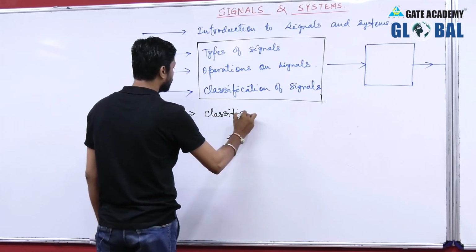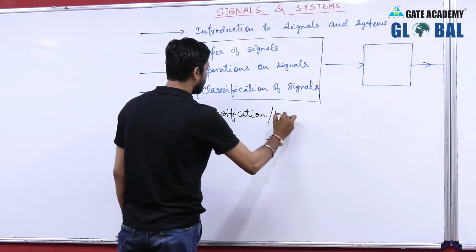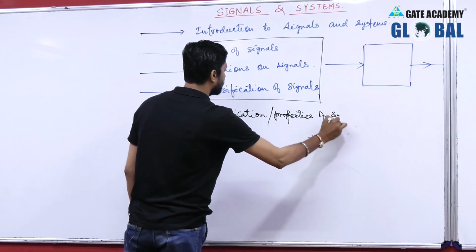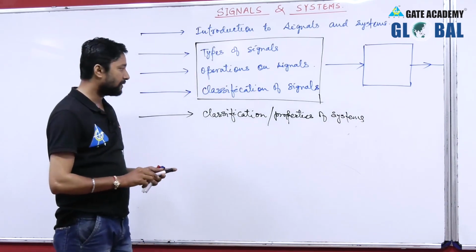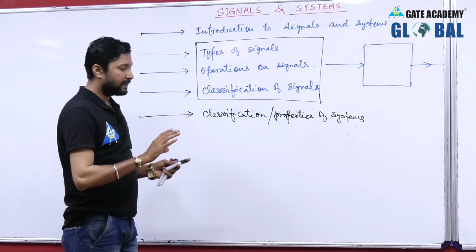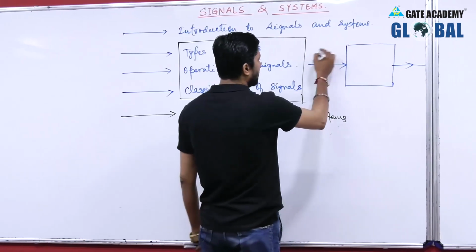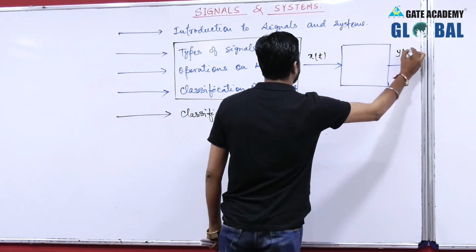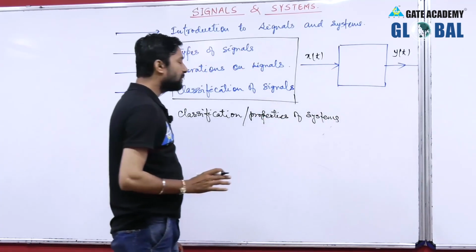classification, or you can also say properties of systems. So, the classification of the system is done by observing the output-input relationship. Suppose we are applying input x of t and obtaining output y of t. Then the relation between this input and output will define the properties of the system.